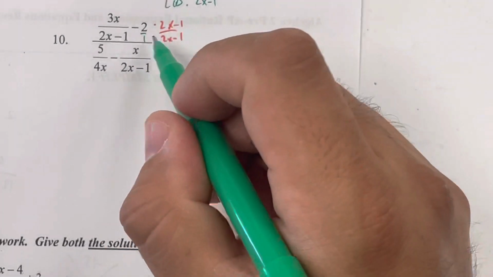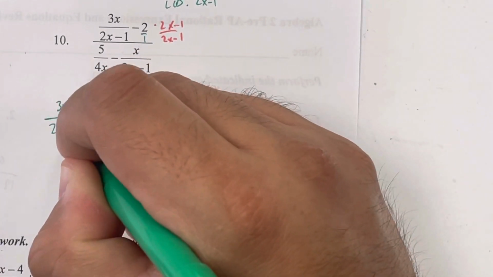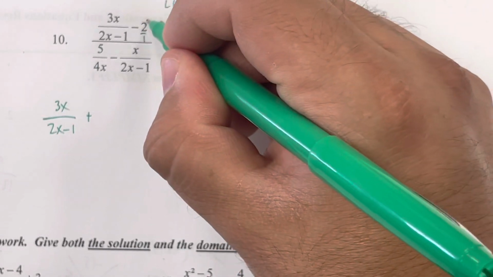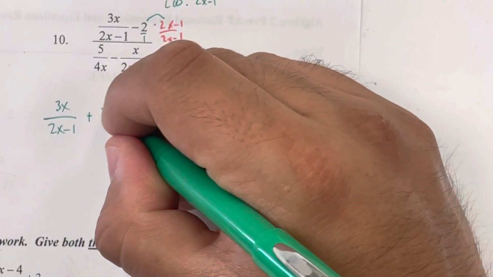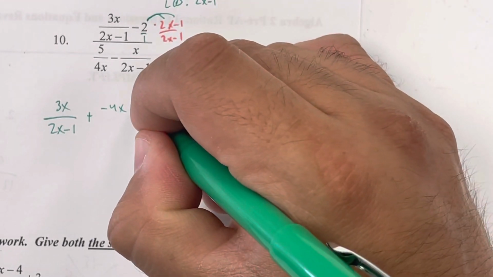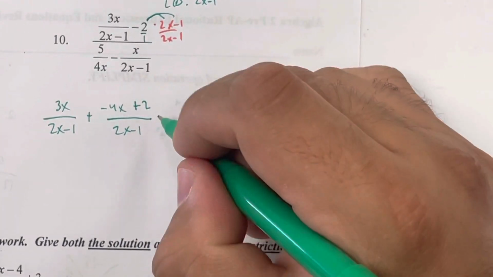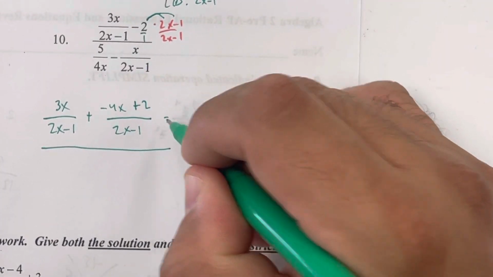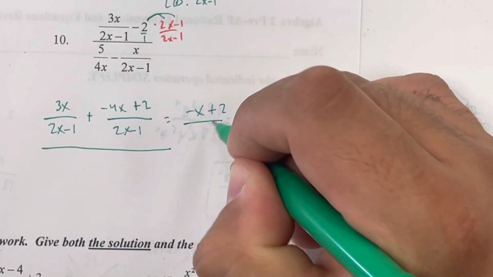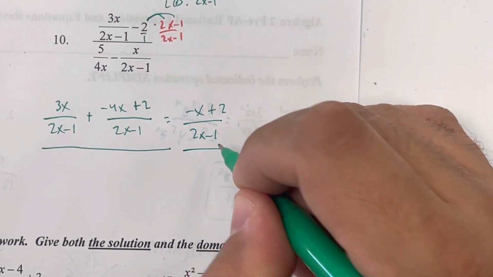So for this one, we have 3x over 2x minus 1 plus, now we're going to take this negative 2 and multiply it. Negative 2 times 2x is negative 4x. Negative 2 times negative 1 is positive 2 over the LCD of 2x minus 1. And then from here we can combine them. 3x minus 4x is negative x.